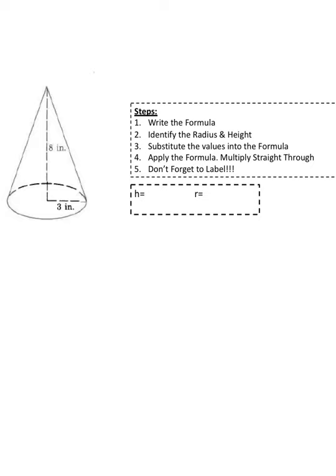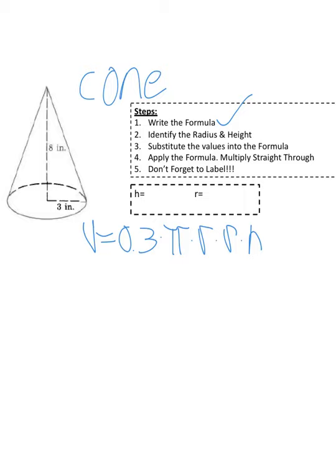All right, well, I see that I'm dealing with a cone, so I'm going to go look at my notes and make sure I use the cone formula. Okay, so we remember that the cone formula is volume equals 0.3 times pi times r times height. So step 1 is done.